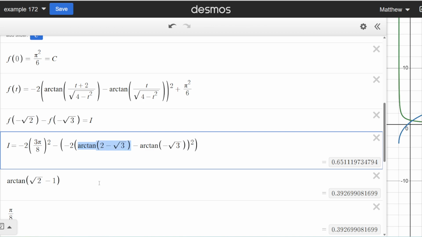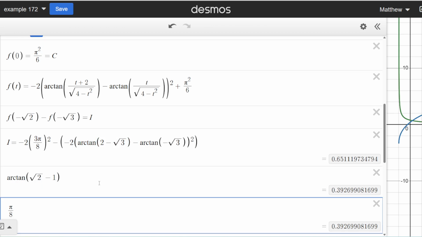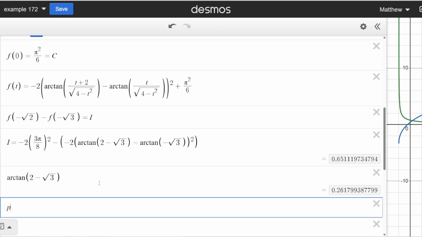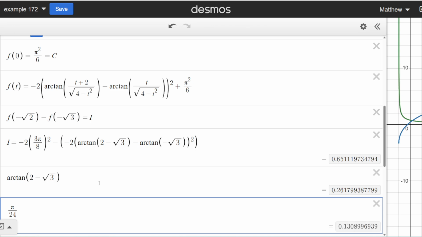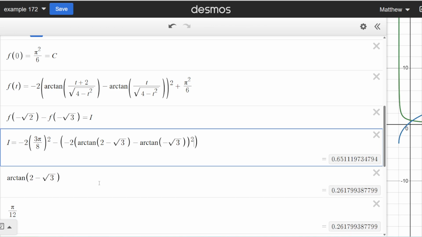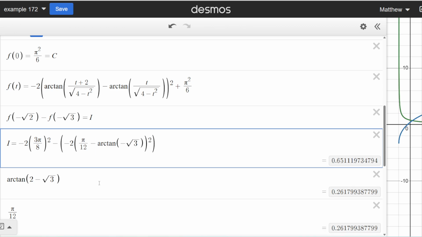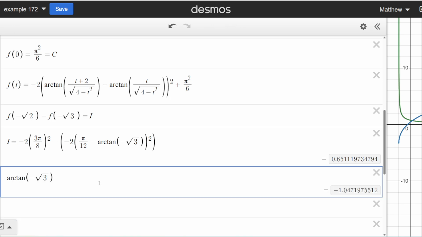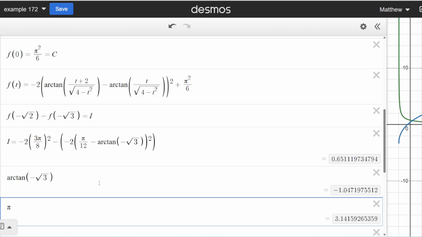Okay, now let's figure out what this beast is. All right, again, we could use double angle identities. But since we have Desmos, let's see, that's going to be pi over 24? 12? Yeah, that's pi over 12. All right. Let's see, we'll replace this with pi over 12. Arctangent negative square root of 3. I should just know that one, but I don't. Let's see, that's pi over 3.